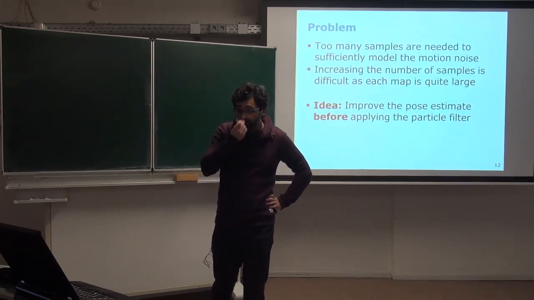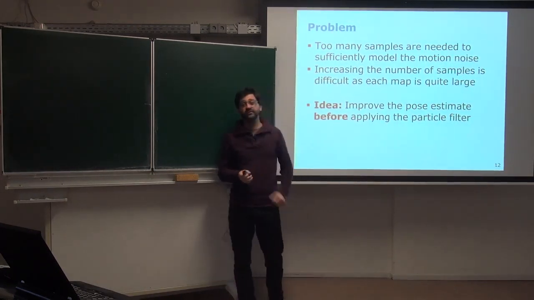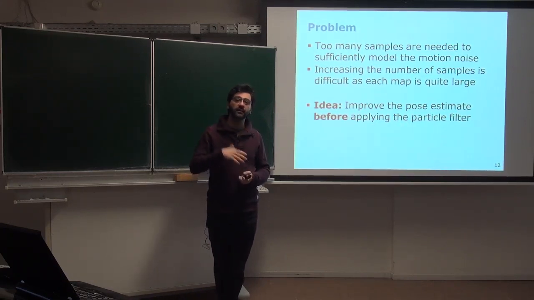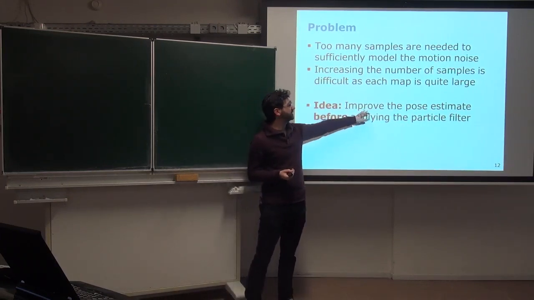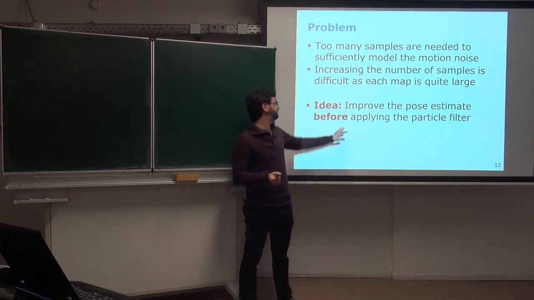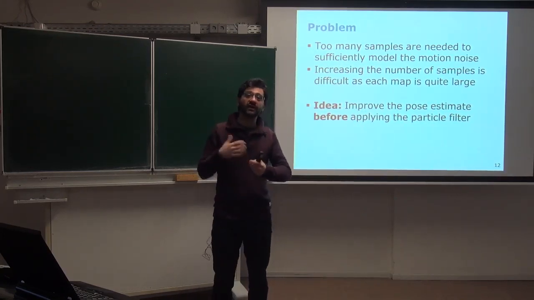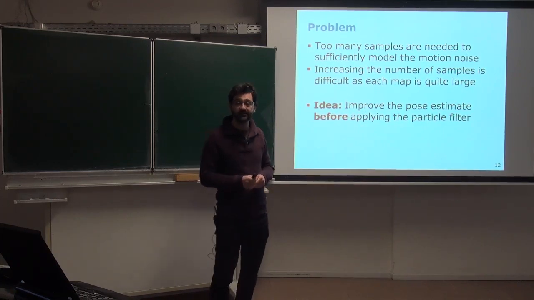So how can we do that? The first thing is that we need to improve the pose estimate, since that is the only thing sampled from the particle filter. We should find a better estimate of the pose, either before applying the particle filter, which would be the first solution, or find a better proposal for the particle filter.